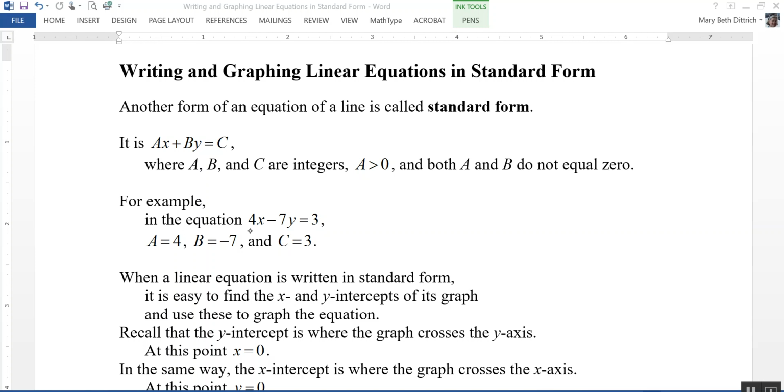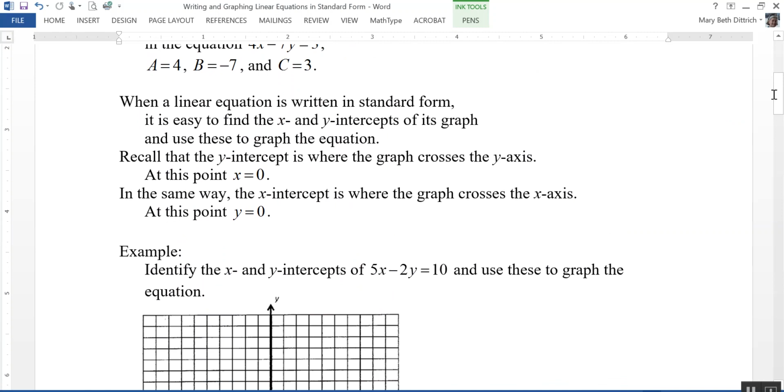So for example, in the equation 4x minus 7y equals 3, a is equal to 4, a is the coefficient of x, b is equal to negative 7, b is the coefficient of y, and c is equal to 3. C is the constant term that's to the right of the equal sign.